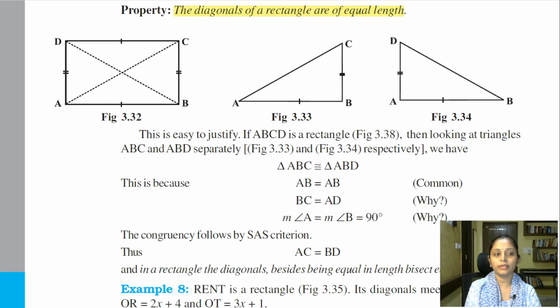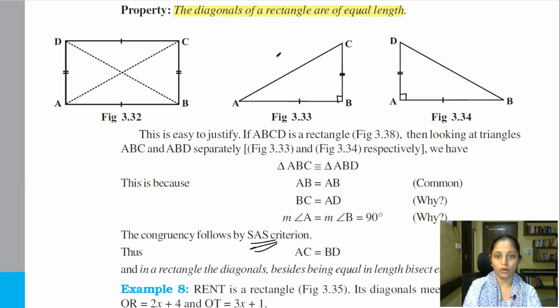Now what they've taken is, again for the purpose of geometrical proof, these two triangles ABC and ABD. Okay, if you look at these two triangles, clearly AB is the common side, BC is equal to AD because these are the opposite sides, and the included angle here is equal because each of them is 90 degrees. Here this angle is 90, this is also 90. Therefore, by SAS congruency, I can say that these two triangles are congruent.